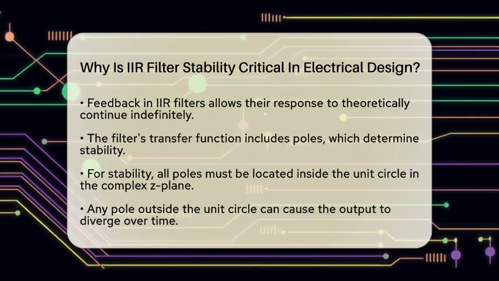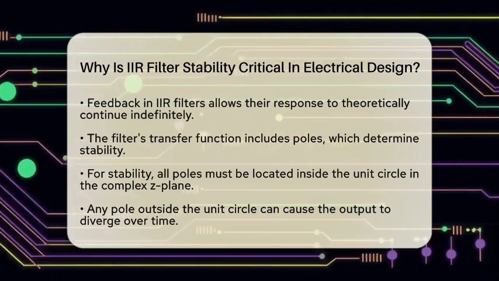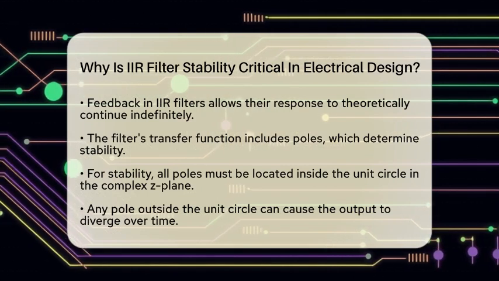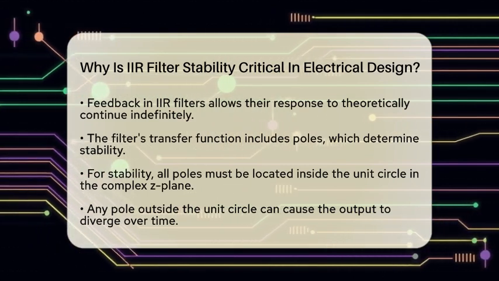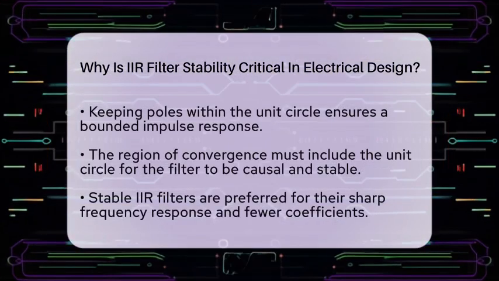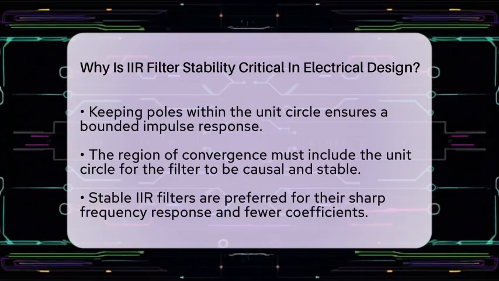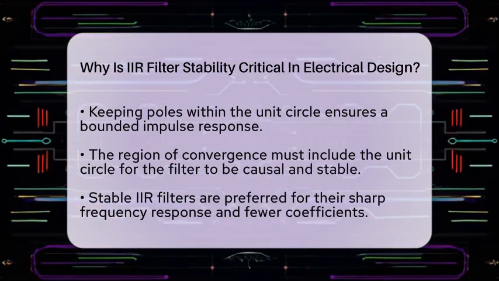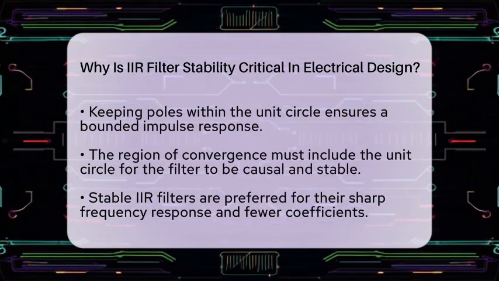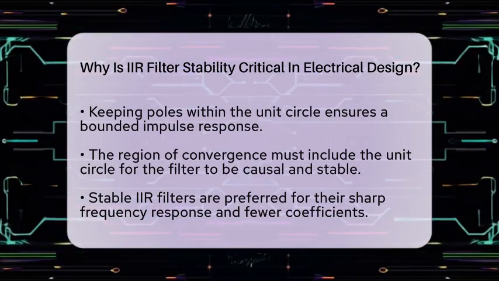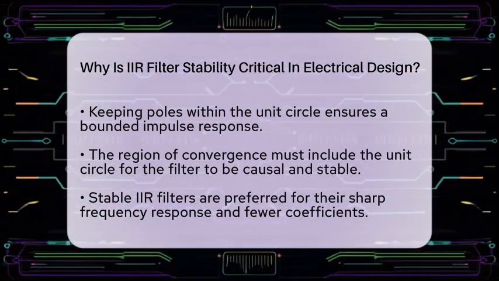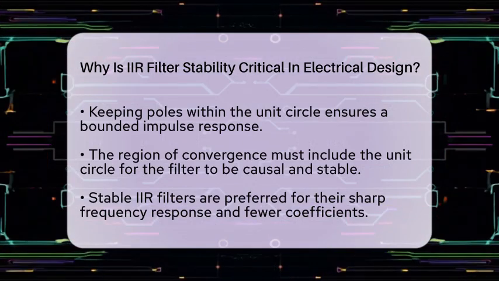From a design standpoint, keeping these poles inside the unit circle is essential. It guarantees that the filter's impulse response stays bounded, allowing the system to behave in a predictable manner. This stability is directly tied to the filter's region of convergence, which must include the unit circle for the filter to be causal and stable.